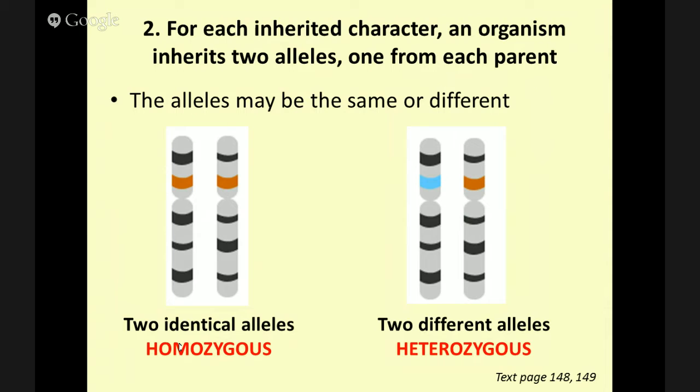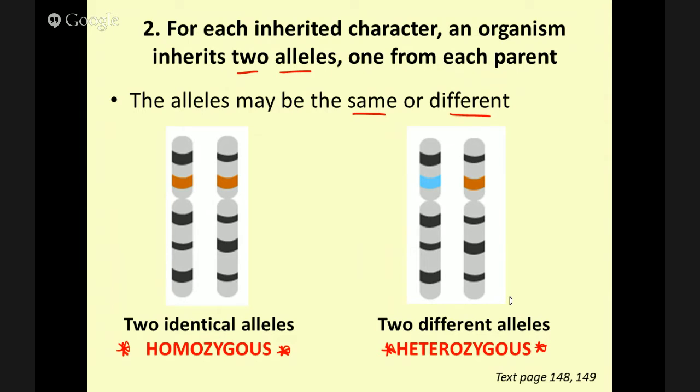So then the next hypothesis was that every organism is going to have two alleles, one from the mom, one from the dad, right? The alleles might be the same or they could be different. So we have words to describe this. If the alleles are the same or identical, they're called homozygous alleles. And if the alleles are different, they're called heterozygous alleles.